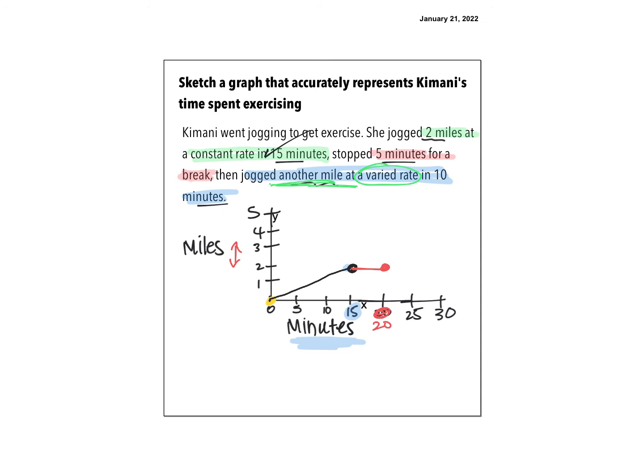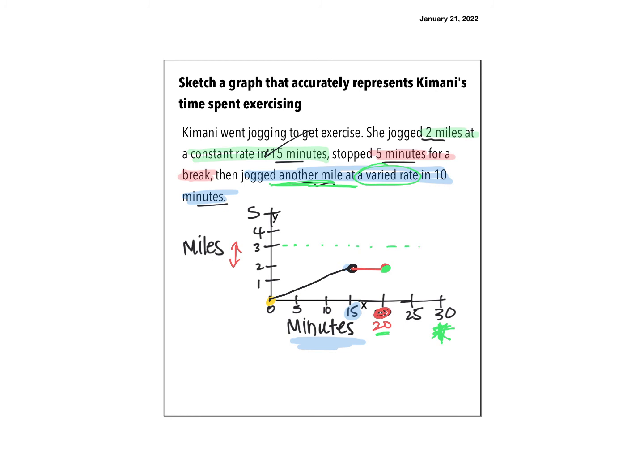Okay, so for this last part, it's going to take her 10 minutes. So she's at 20 minutes. It's going to take her up to 30 minutes. So the graph's going to end here. And she goes another mile. So she was at 2 miles, right? You can kind of see she was at 2 miles. She's going to go up another mile. So she's got to get up to 3.